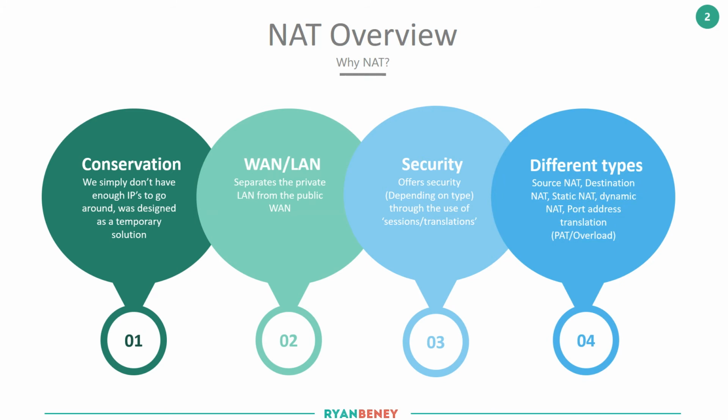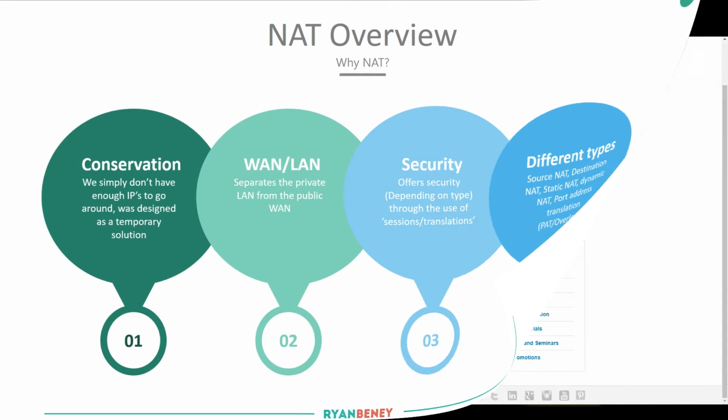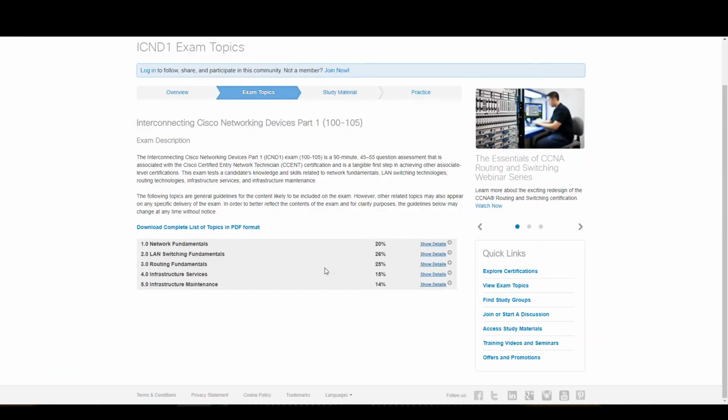So again, like I said, there are different types of NAT. There is source NAT, where we change just the source of the IP address. There's destination NAT, there's static NAT, dynamic NAT, and there's also port address translation, which is PAT, or sometimes referred to as overload.